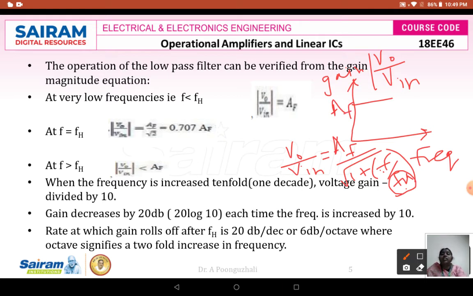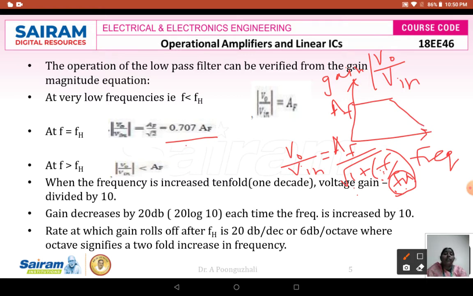Next is your second condition, when f is equal to fH. So when I substitute f equal to fH, fH by fH is going to be 1, so 1 plus 1 is going to be 2. So my AF by root 2 is nothing but 0.707 of your AF. So here we say that the gain is going to be 0.707 of your AF. So in this case your gain is going to be like this.